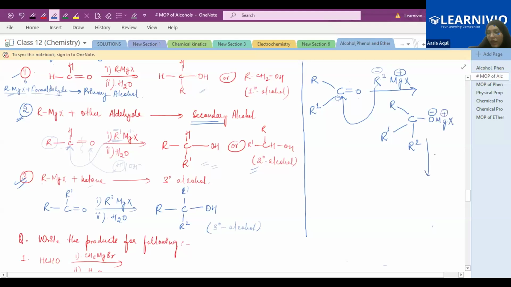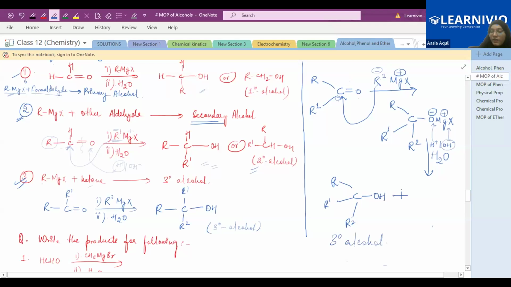Second step, okay, when you do hydration, हाइड्रेशन कराओगे आप H2O से treat कराओगे, so it will give you H plus and OH minus. Okay, so H plus will come and attach this oxygen, and OH minus will come and attach this MgX. So what will be the product in this case? R carbon, this R1, this is your R2, and here OH will be. So now you can see this hydroxyl group is attached to this carbon, and this carbon is further attached to three different groups. Okay, so this is a tertiary alcohol. So it will give you a tertiary alcohol.